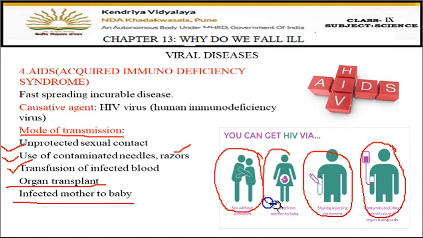You can see here, if the mother is infected, there are more chances that the baby of the mother can also get infected by this HIV virus. So these are some of the modes of transmission: unprotected sexual contact, use of contaminated needles and razors, transfusion of infected blood, organ transplant, and infected mother to baby.